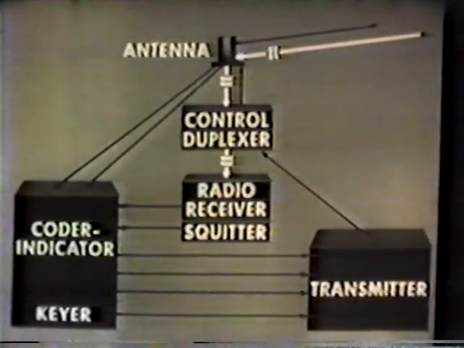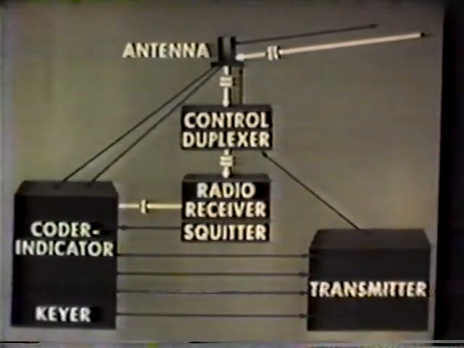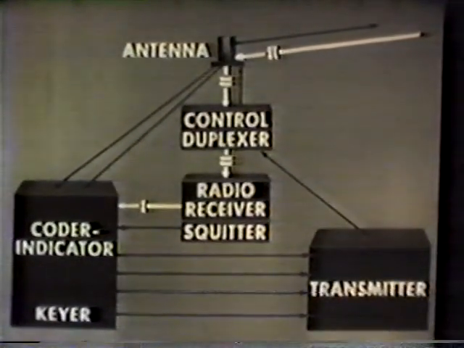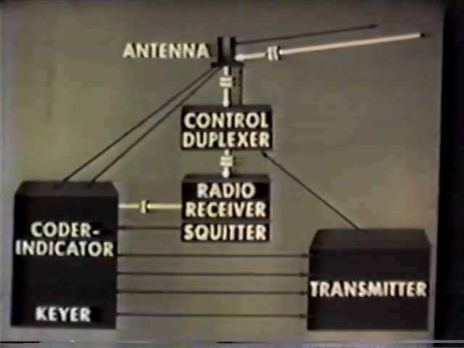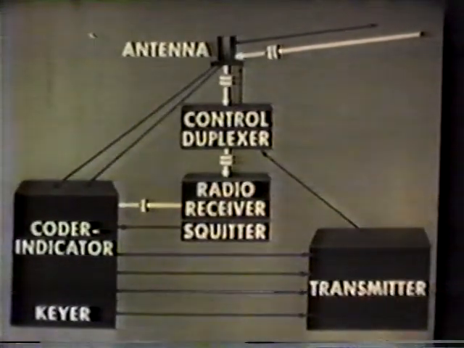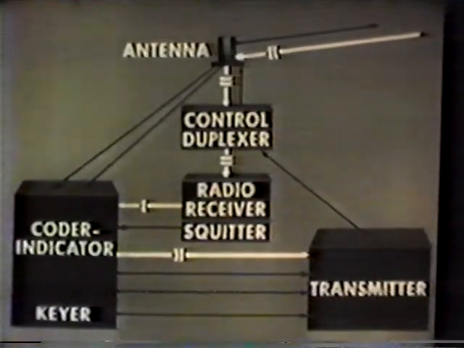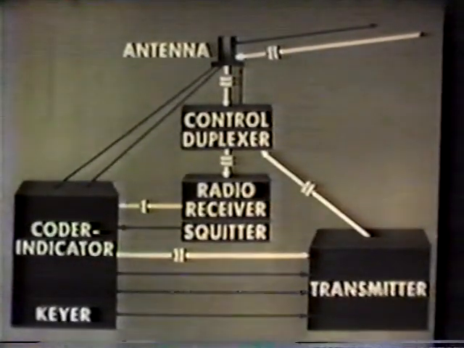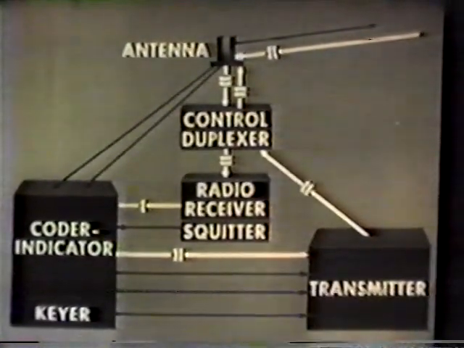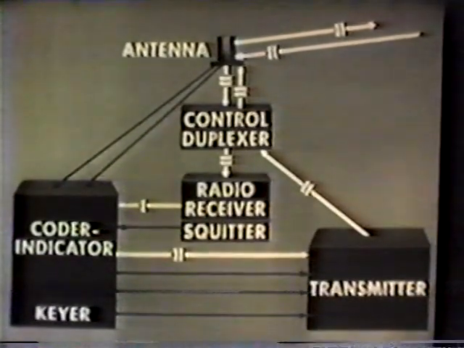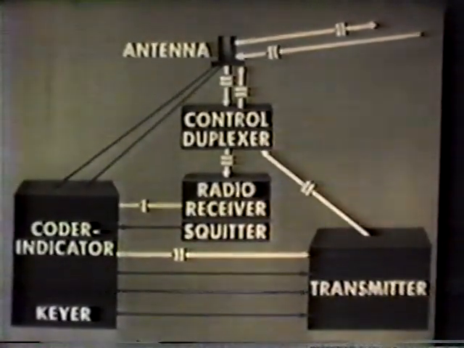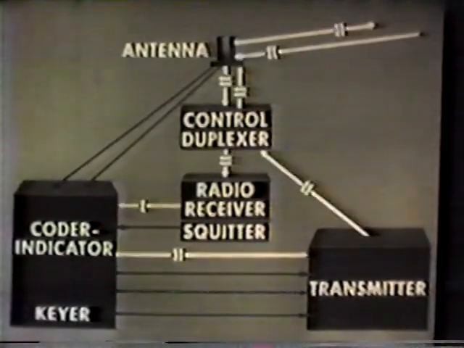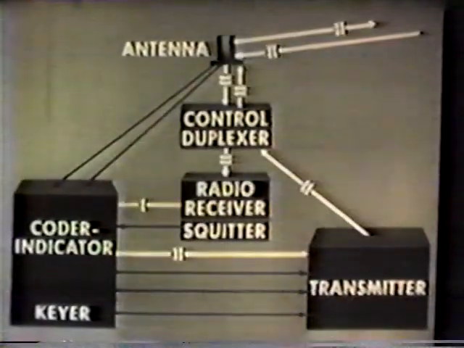The radio receiver sends a single video pulse to the coder indicator for each pulse pair delivered to it. For each pulse to the coder indicator, a pulse pair goes to the transmitter, which in turn sends a pulse pair via the control duplexer and antenna to the aircraft. These distance interrogation reply pulse pairs have the same pulse repetition rate as the interrogation pulse pairs themselves.